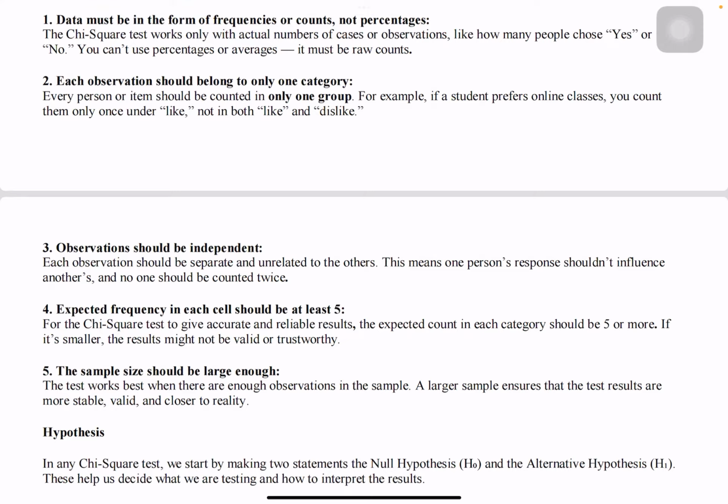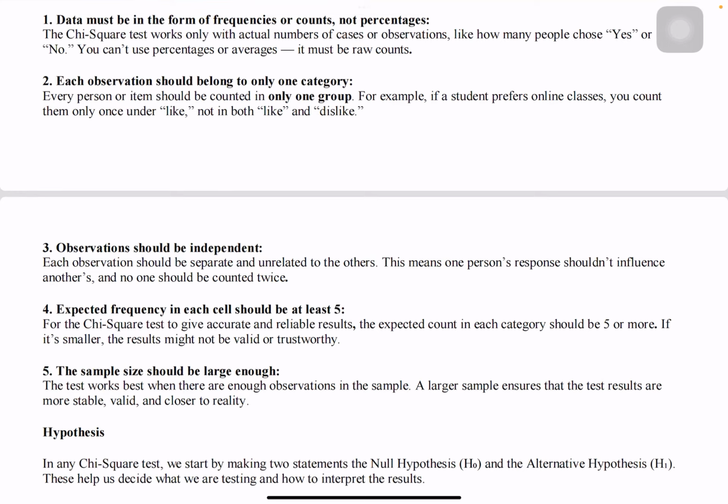Number three, observations should be independent. Each observation should be separate and unrelated to the others. This means one person's response should not influence another's, and no one should be counted twice.